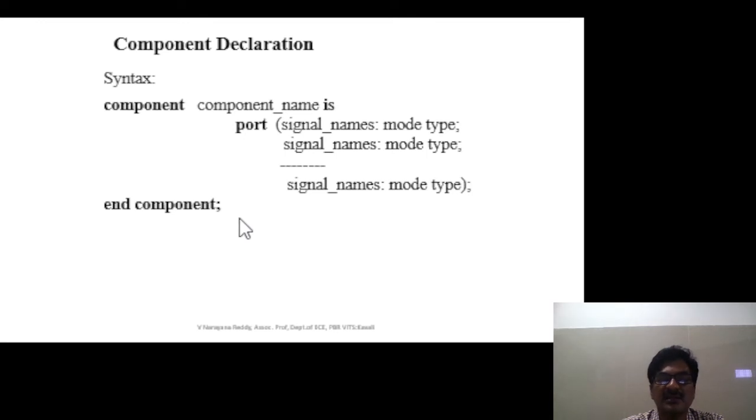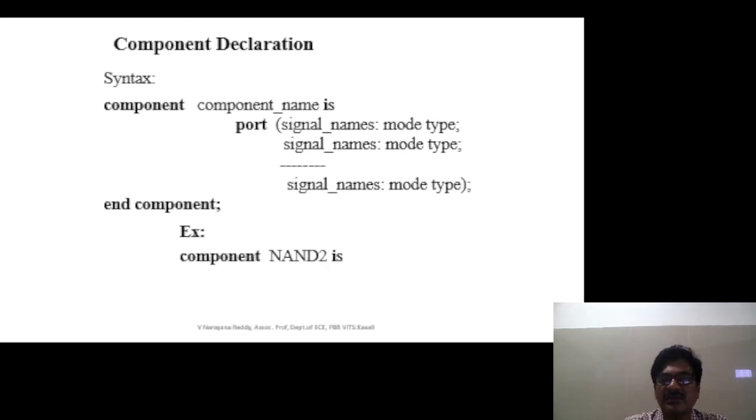Right? So see, it is just like entity declaration. The syntax of entity declaration is also the same, but the only difference is that instead of component, we write the word entity. Similarly, at the end, end component, here the word component is compulsory, but for an entity you write end entity name directly. So like that you can observe the syntax of a component.